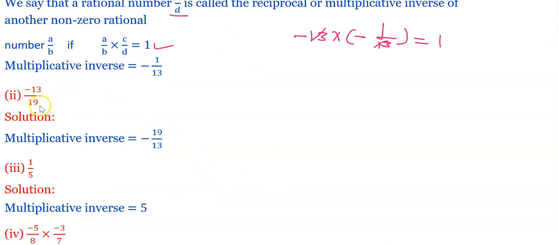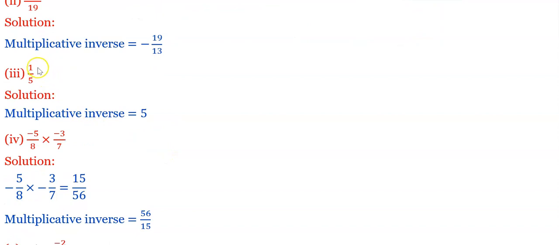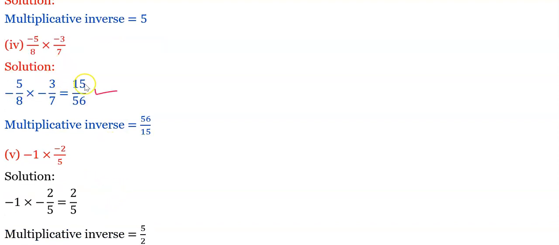Next is minus 13 upon 19. Again its multiplicative inverse is minus 19 upon 13. Next, the multiplicative inverse of 1 by 5 is 5. Multiplicative inverse of minus 5 by 8 into minus 3 by 7. Now here we will simplify. Minus minus multiplication will become plus. 5 into 3, 15. 8 into 7, 56. Therefore, the multiplicative inverse of 15 upon 56 is 56 upon 15.